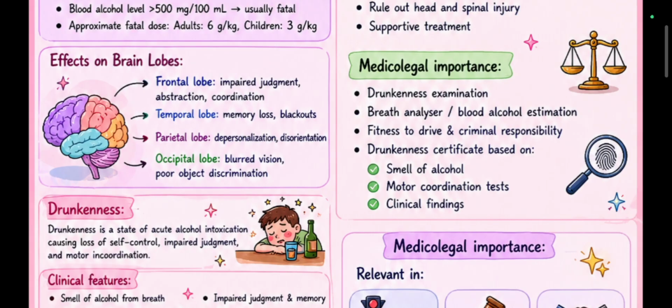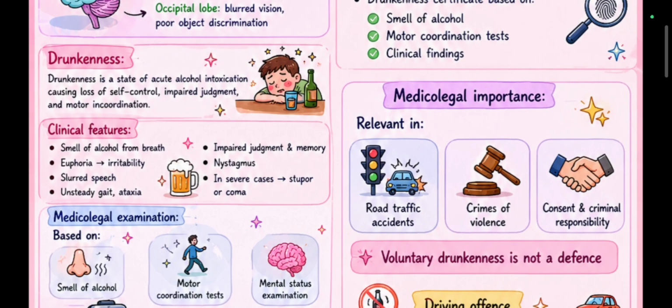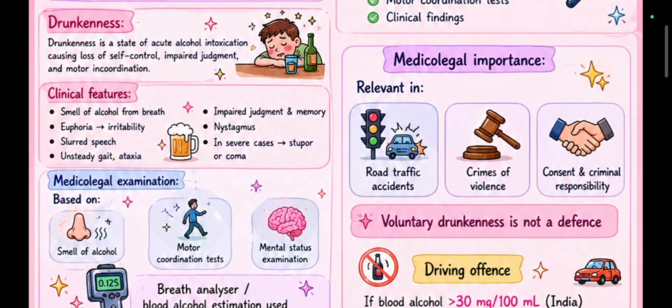Breath analyzer is used or blood alcohol estimation is done. Fitness to drive is checked and criminal responsibility is also checked. And the drunkenness certificate is based on three things: smell of alcohol, motor coordination tests, and clinical findings. Talking about the medical legal importance, the drunkenness certificate, or say drunkenness point, is relevant in road traffic accidents, crimes of violence, and consent and criminal responsibility.